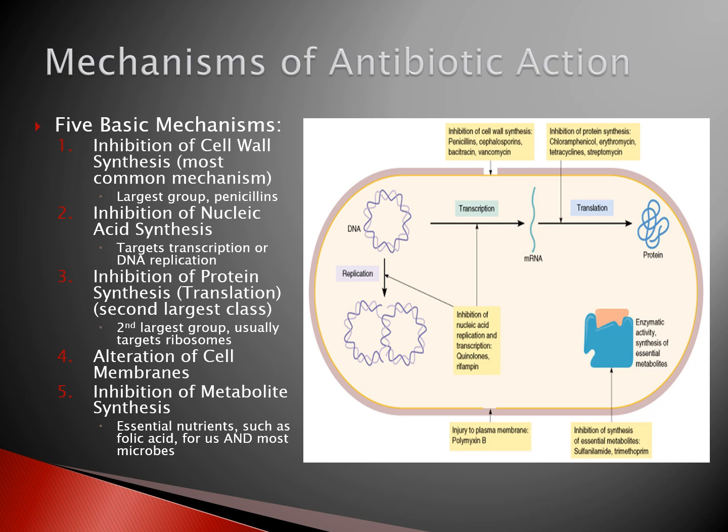And then the fifth is going to be the inhibition of metabolite synthesis. This is going to prevent metabolism of the cell, but the problem with this one is that it's going to affect our cells as well, and prevent our cells from being able to metabolize and synthesize different nutrients as well. So that one's kind of a sticky one because it's also going to affect our cells. But these are the 5 mechanisms of how an antibiotic is going to work against a bacteria.